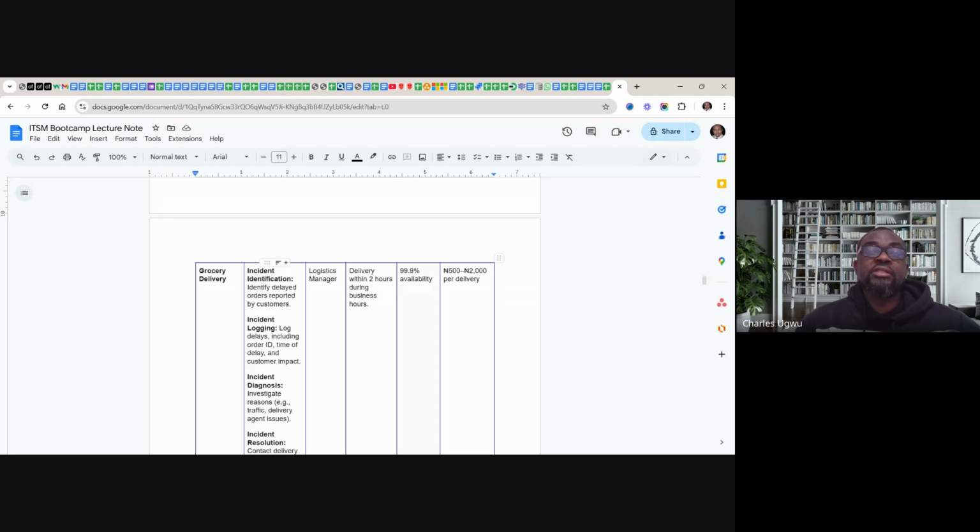Where do we log the incidents? In an ITSM tool or solution. That is where ServiceNow comes in, or Halo ITSM, or Freshdesk. All these tools we've been mentioning, that is where they come in. So how do we do incident management and resolution within this grocery service?